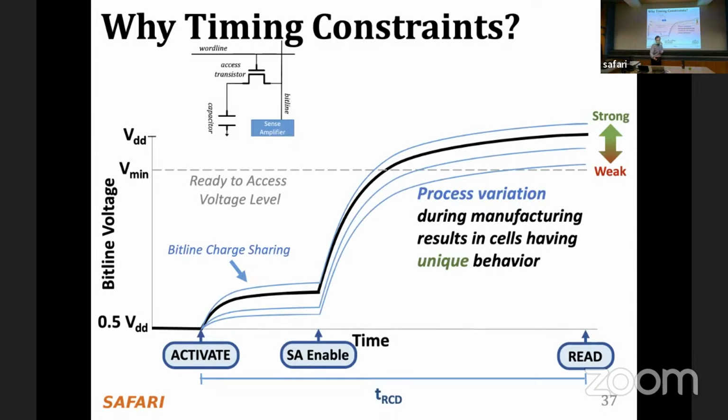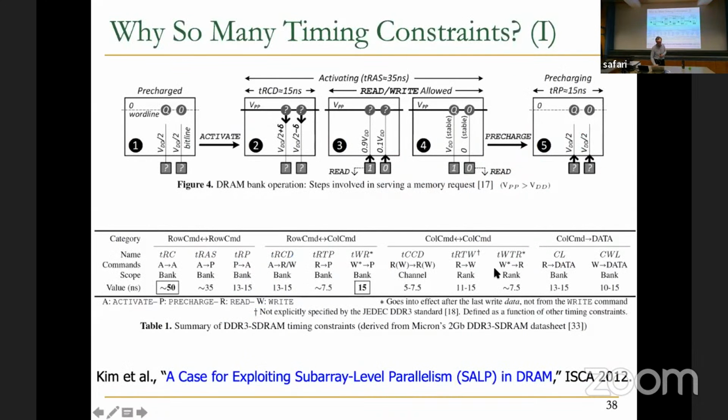So you can do this for many, many different timing constraints, which we will not go into, but tRCD is one example. Again, this is a subarray-level parallelism paper. This also shows nicely the timing constraints, at least the major timing constraints in a DRAM chip. You won't find this nice picture in a DRAM data sheet.